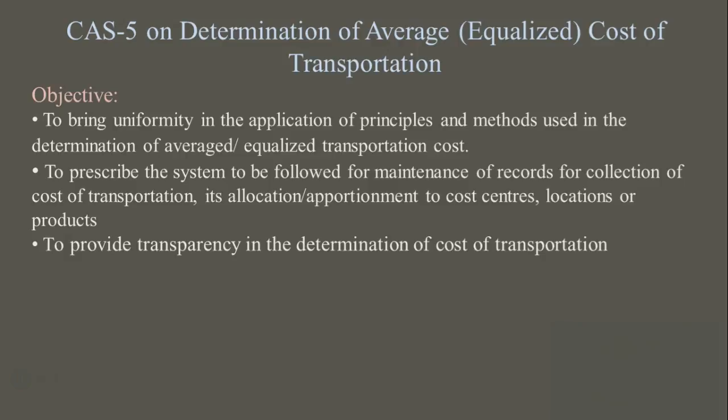Okay. So to prescribe the system to be followed for maintenance of record for collection of cost of transportation, its allocation and apportionment to the cost centers, locations and products. Basically, when we are prescribing any system to follow for maintenance of record, basically for collection, it is required that we allocate and apportion to the cost centers, locations and the product. And to provide transparency in the determination of cost of transportation, we are going to follow Cost Accounting Standard 5. So it is quite important.